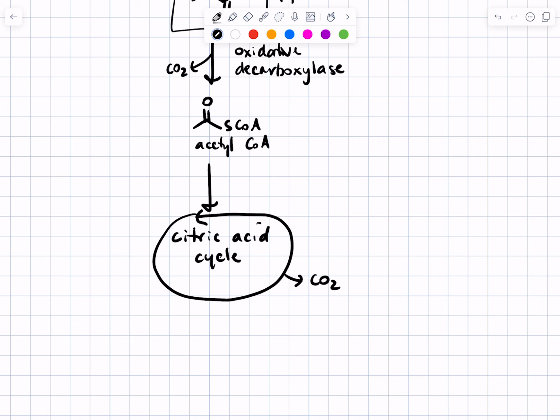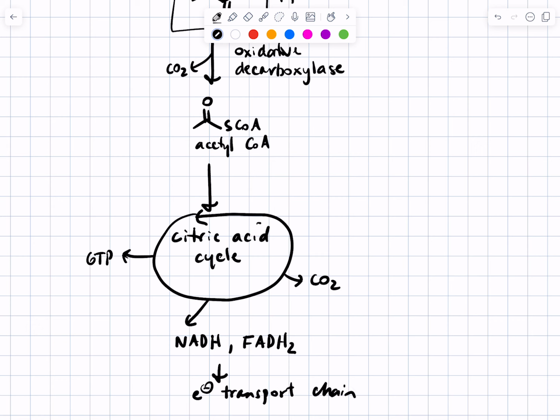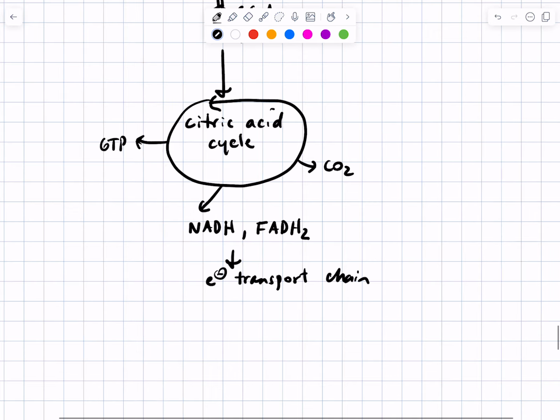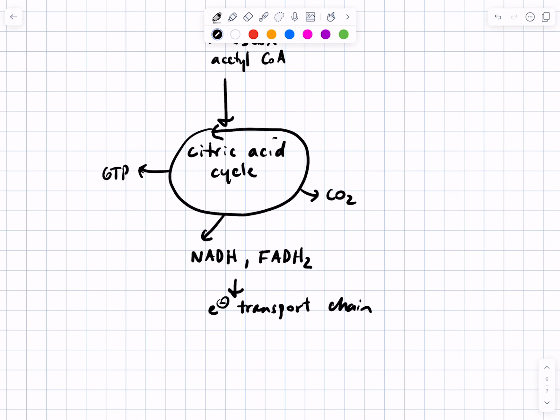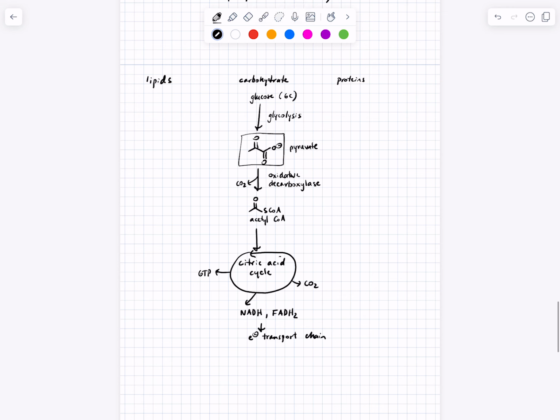CO2 is spit out of the Krebs cycle, but you also get GTP, and you also get some energy-rich molecules like NADH and FADH2, and then those go to the electron transport chain in mitochondria, where they participate in oxidative phosphorylation to reduce oxygen to water and to generate ATP. Okay, so that's the downstream flow of events for carbohydrates.